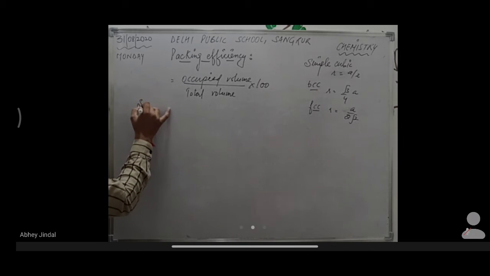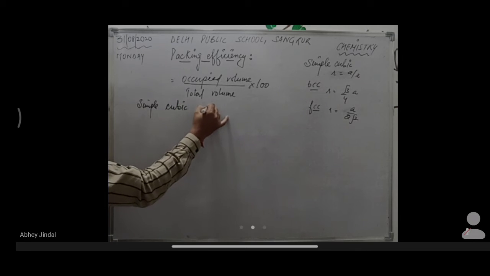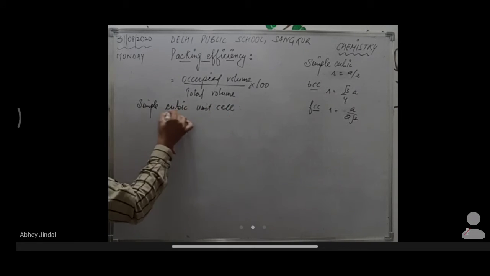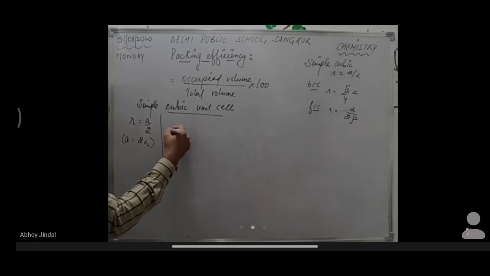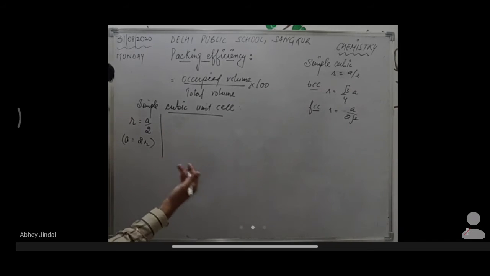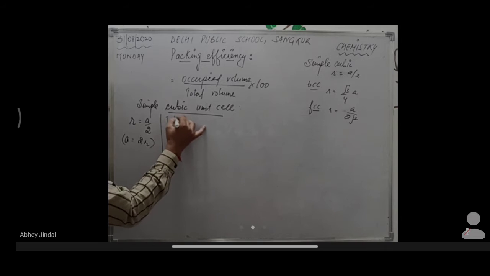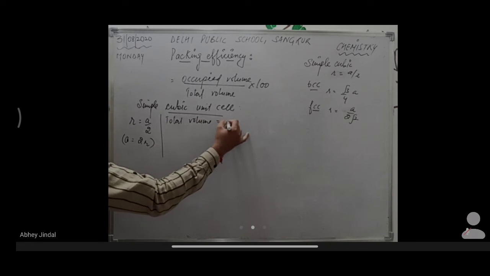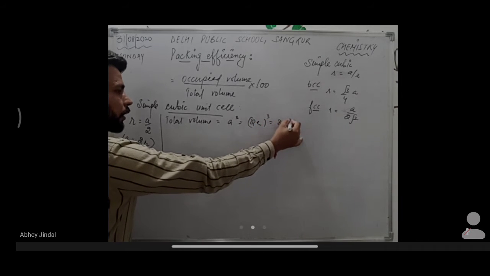So first of all, for simple cubic unit cell, as we know, r = a/2, or we can say a = 2r. Understood? Now, the volume of the whole cube, that is the total volume of the cube. A cube has a volume of length into length into height, so a cubed. So the total volume of the cube is a³, and a is 2r, so (2r)³, that is 8r³.